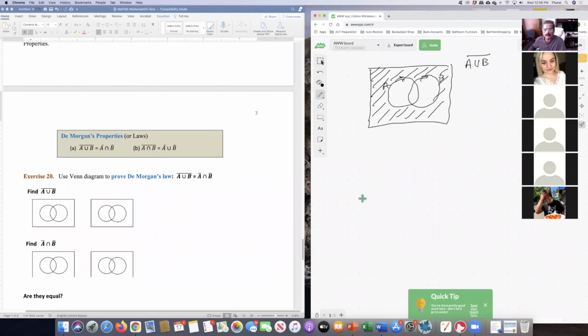And let's work out the right side of this equation, A bar intersection B bar. We need to prove that these two are same, right? To prove that, we worked out the first one on the Venn diagram. Now we're going to have to work out the second one. Okay, I'm going to work that out on the board. A bar intersection B bar.